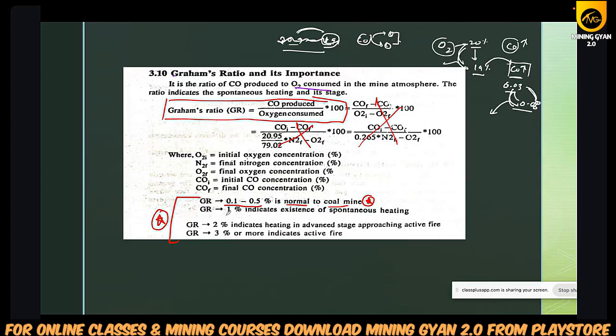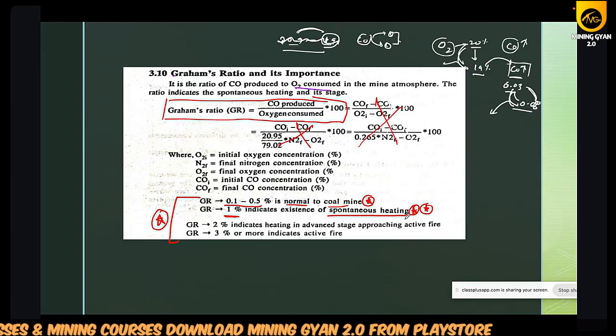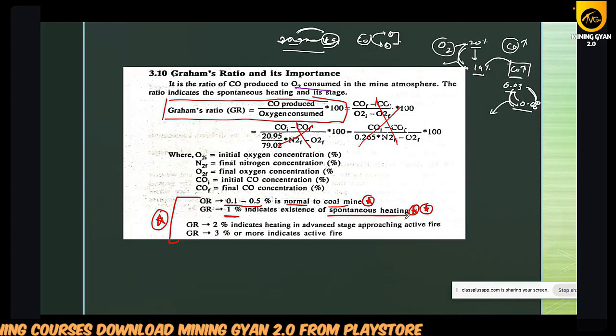And if the Graham ratio is 1%, it indicates spontaneous heating. So how will you find out the spontaneous heating? That means you have to find the ratio of the CO produced divided by oxygen consumed into 100. That Graham ratio, if it is 1%, then you will find out the spontaneous heating. That means this is the indication of the spontaneous heating.